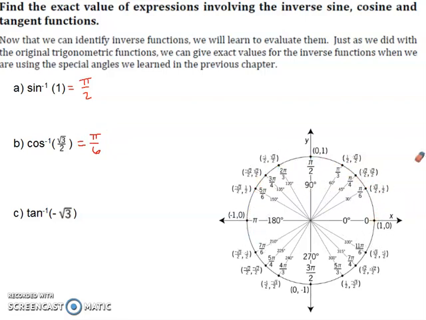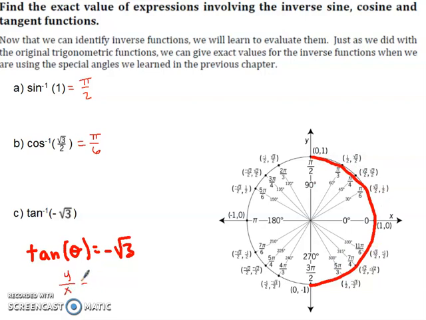And lastly, my tangent function. Tangent, similar to sine, is defined on the interval from negative pi over 2 to pi over 2. So I'm looking for a theta value, so tangent of some angle theta is going to equal negative square root of 3. So on the interval, I'm going to look for where I could possibly have a sine over a cosine, or a y over an x, that's equal to negative square root of 3.